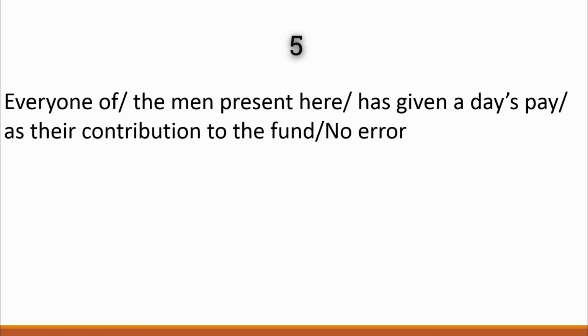Now what is the error in this sentence? This looks quite right, but no, there's an error. Everyone, you can read it as each one. Each one of the men. Everyone, each one of will always have a plural noun here, which is correct in the sentence. Now, then where's the error? Every one of the men present here has given. Now remember that in case of everyone or each one, the verb used should be singular, always singular. And thus here we have has, which is singular, making it correct. Has given a day's pay as their contribution to the fund.